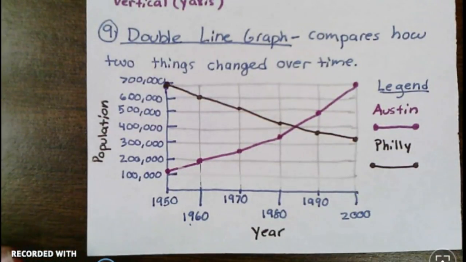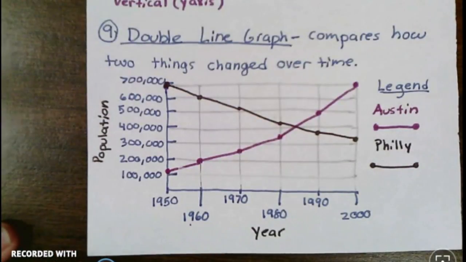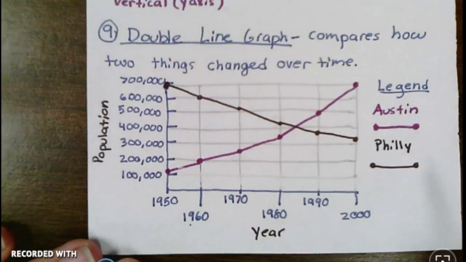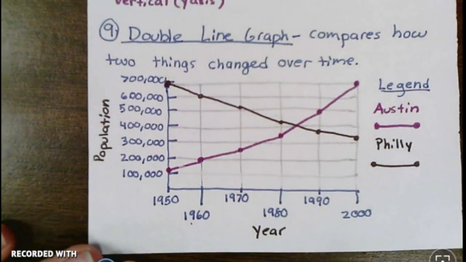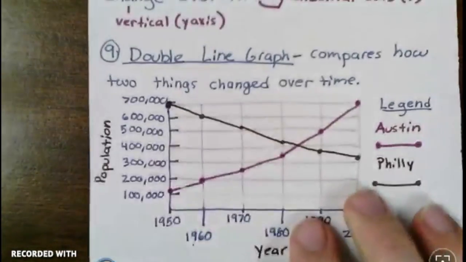So from this graph, which city has increased in population? Good. Austin has increased and Philly has decreased according to this graph. I could extend it based on what's happening and try to estimate what's going to happen in future years if the same trends continue. So this is a double line graph. This is a regular line graph. You've looked at all the other ones. Be thinking about your science fair project, what kind of graph you want to use. Go ahead and get to work.